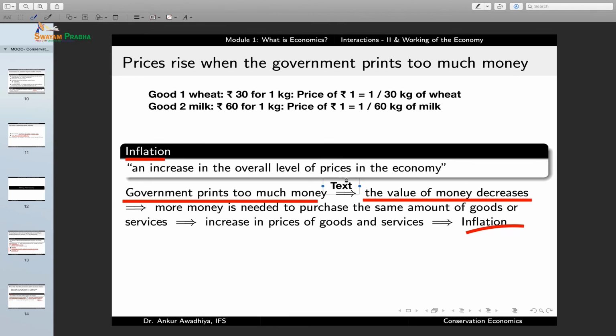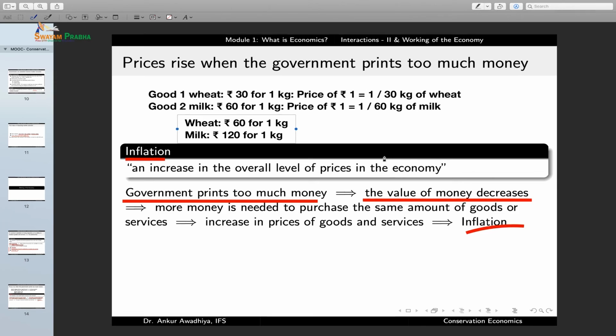This will show up in this manner: earlier for wheat you were paying 30 rupees for 1 kg. Now you will have to pay 60 rupees for 1 kg. And for milk, earlier you were paying 60 rupees. Now you will have to pay 120 rupees for 1 kg. So the level of prices has gone up because you now have access to double the amount of money.